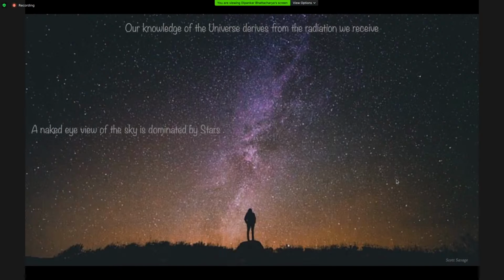So a naked eye view of the sky is dominated by stars. So if you go out at night and look up at the sky, you will see a view somewhat like this. If you happen to be in a dark location and Milky Way above your head, it's a spectacular view, mostly dominated by stars. But the human eye, through which we see the sky, is limited to a tiny fraction of the electromagnetic spectrum.